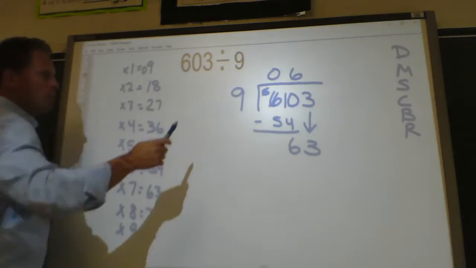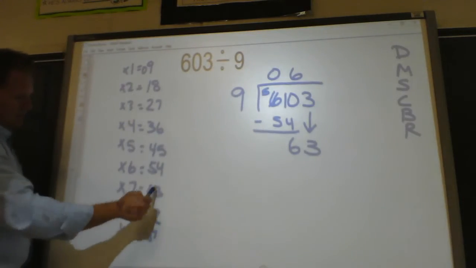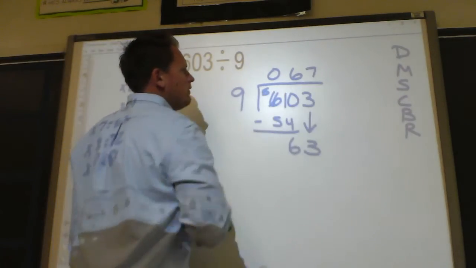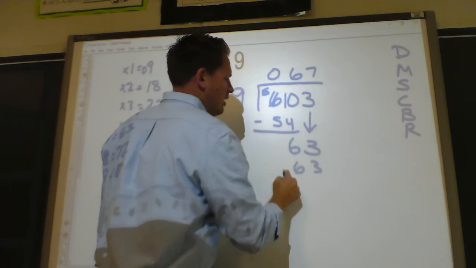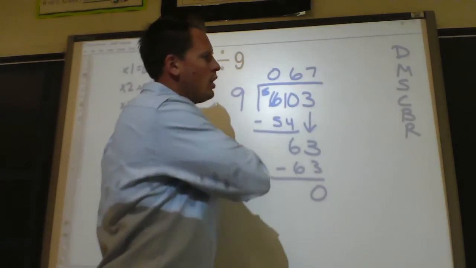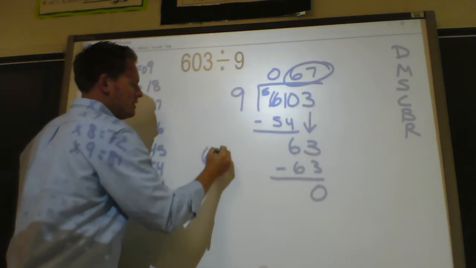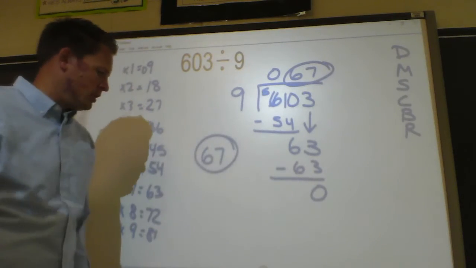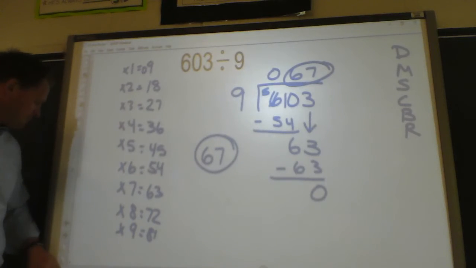Come back over here, repeat, divide. How many times does 9 go into 63? Oh, 9 times 7 is 63. It fits in exactly 7 times. 9 times 7 is 63. When you subtract, you get 0. There's nothing to bring down. We're done. We're over. 67 is your answer. Circle it, square it, make sure you know it. Be proud of it. Long division is not simple.